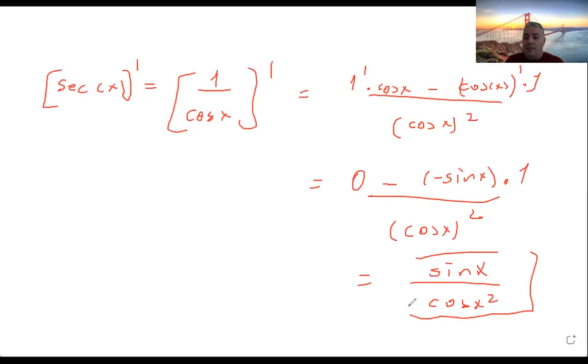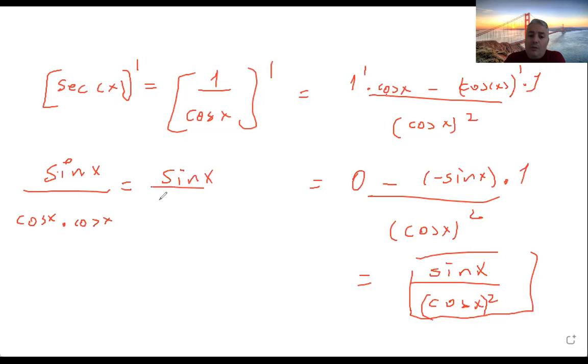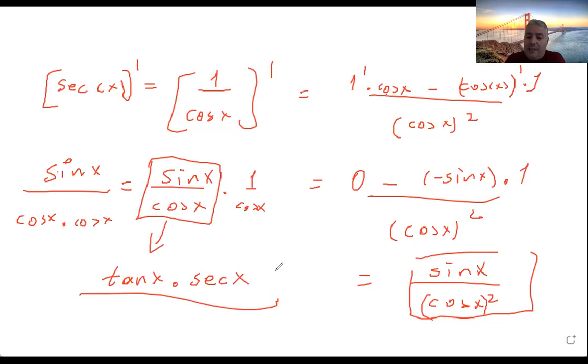Till here, do you have any question? No. So can I say sine of x squared is cosine of x times cosine of x? Can I say this? Since this is power 2. So this is now sine of x over cosine of x times 1 over cosine of x. And sine of x over cosine of x means tangent of x, and 1 over cosine of x means secant of x. So the derivative of secant x is equal to secant x times tangent of x.